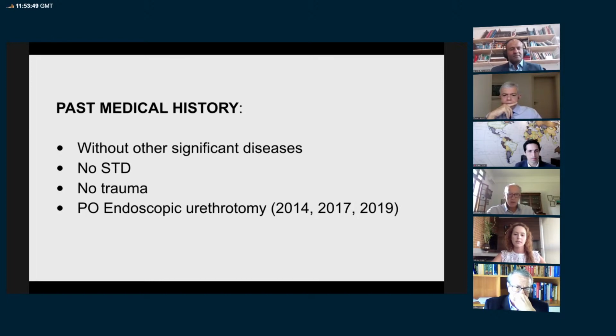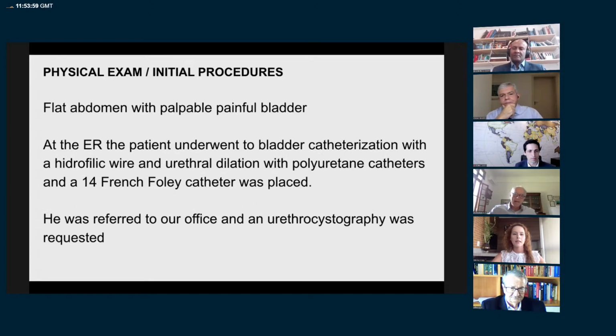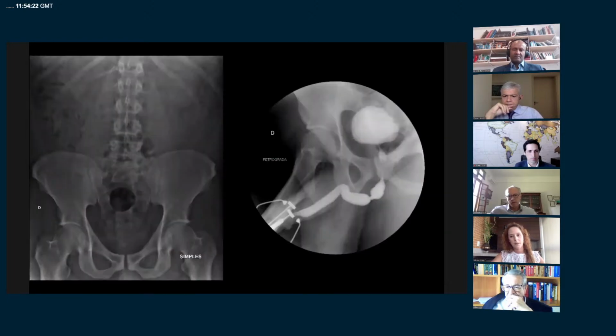So he had no significant diseases, no STD, no trauma, and had those endoscopic urethrotomies in 2014, 17, and 19. At the physical exam, he had a flat abdomen with a palpable painful bladder. And at the ER, the patient underwent 2 bladder catheterizations with a hydrophilic wire and urethral dilation with polyurethane catheters, and a 14 French Foley catheter was placed. He was then referred to our office and a urethral cystography was requested. Here we can see no bone deformity on the first image. On the retrograde phase, we can see a 1 centimeter stricture at the bulbar urethra with dilation of the posterior and anterior segment.